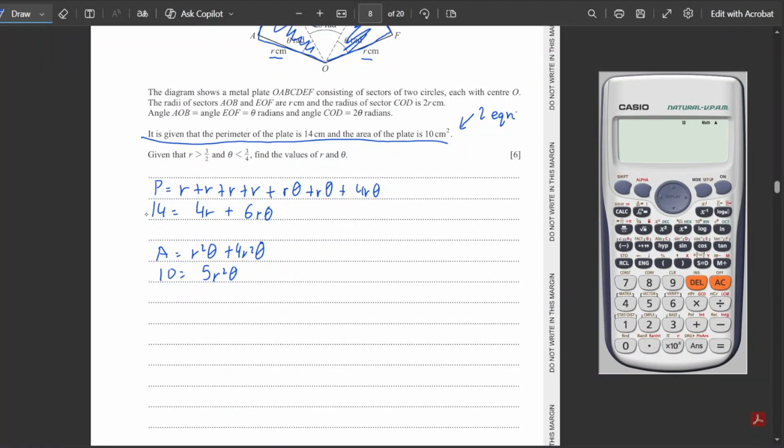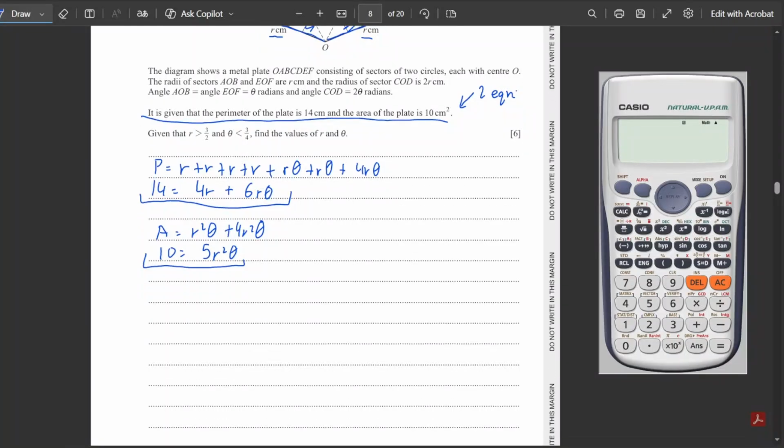Okay, so now I have these two equations for perimeter and for area. Let's now read the problem. So we've digested the information. It says that r is greater than 3 by 2, or in other words, r has to be greater than 1.5, and theta has to be smaller than 3 by 4, or 0.75. Find the values of r and theta.